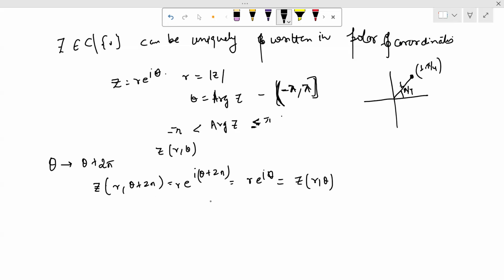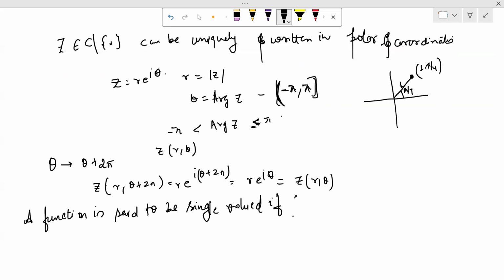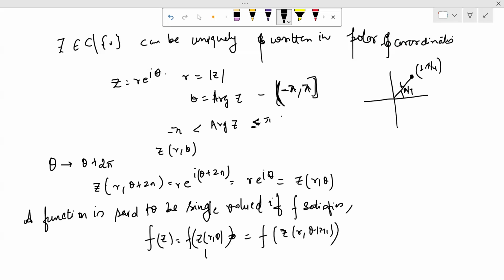Is that fine? Now, a function is said to be single valued if f satisfies the condition that whether you take the image of z at r comma theta, or whether you take the image of f at r comma theta plus 2 pi, if both of these things remain the same, then we say that the function is single valued. Otherwise, we'll say that the function is multivalued.